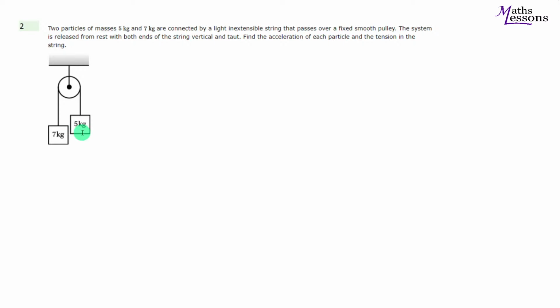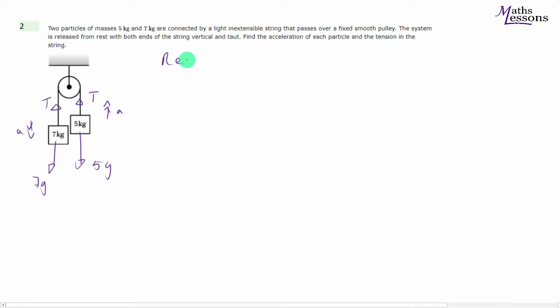We'll stop there. So let's draw the force diagram, and we've got 5g acting down this way, we've got tension acting up that way, we've got 7g acting this way, we've got tension acting up that way. So we're going to assume that it's going to accelerate in the direction of the heavier mass. So let's resolve vertically on the 5 kilogram to start with. We get the resultant force, the mass times the acceleration, 5a, will equal the forces in the same direction, T, minus the forces in the opposite direction, 5g.